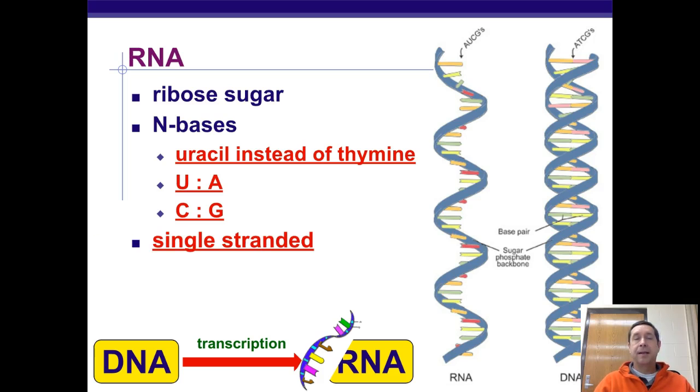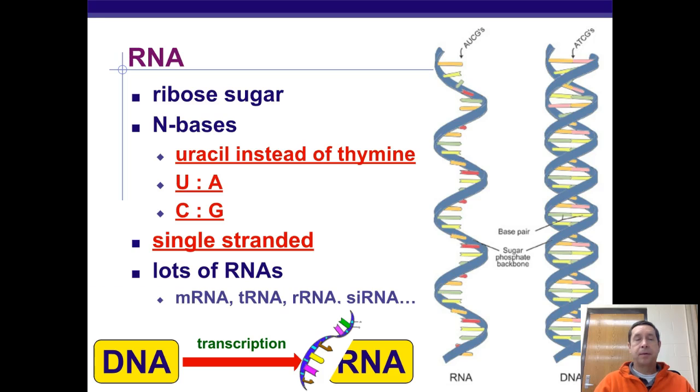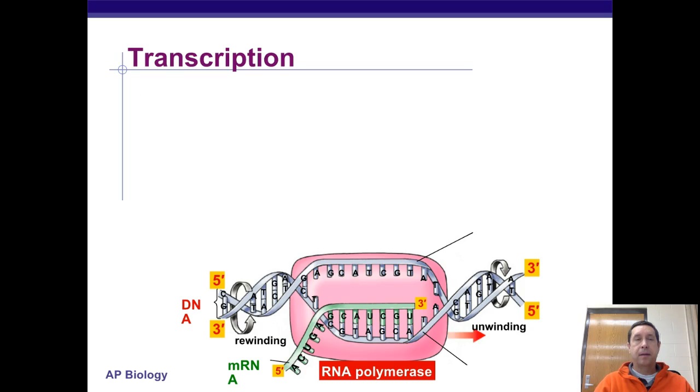RNA is a single-stranded molecule, whereas DNA, we know, is a double-stranded molecule. And there are lots of different kinds of RNA, whereas in DNA, it's pretty much DNA. So some examples include messenger RNA, transfer RNA, ribosomal RNA, which are the three main ones involved in producing the protein. And then we have things like small nuclear RNAs, small interfering RNAs, which play important roles in gene expression and gene control, and we'll talk about those at a later time. So let's talk about this process of transcription.